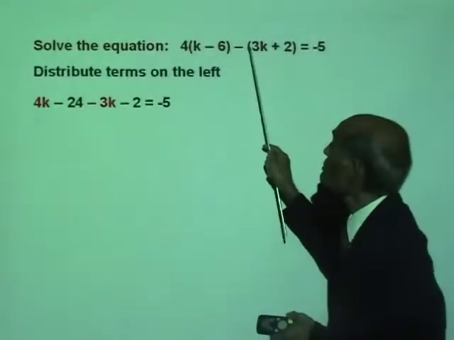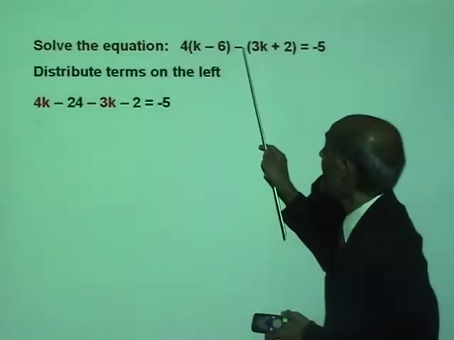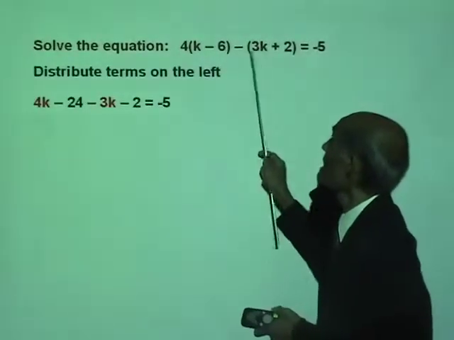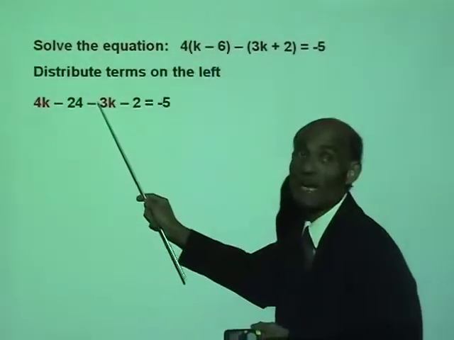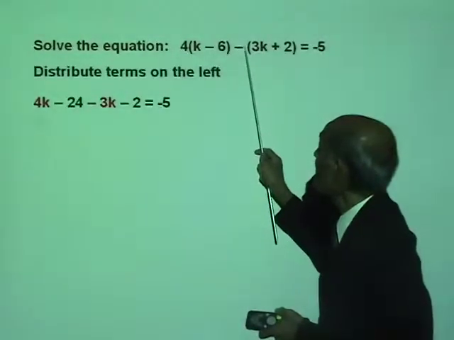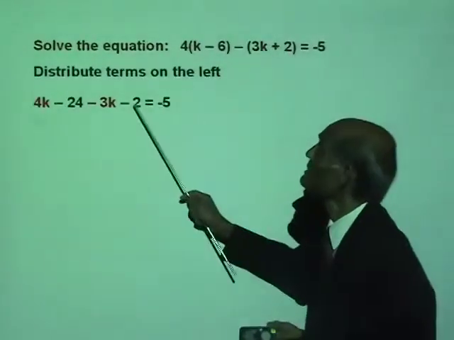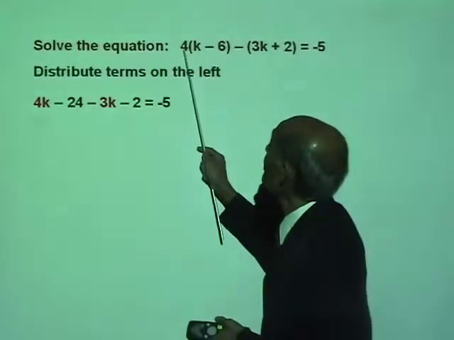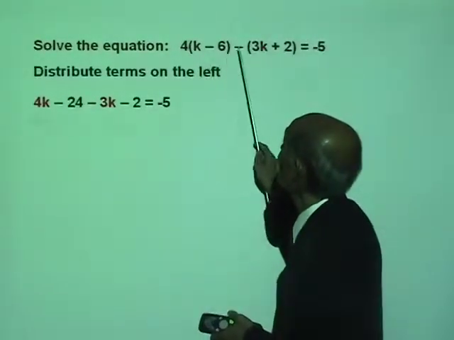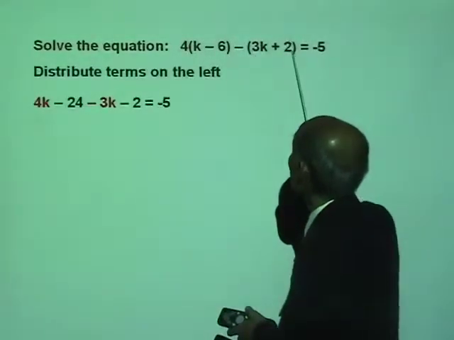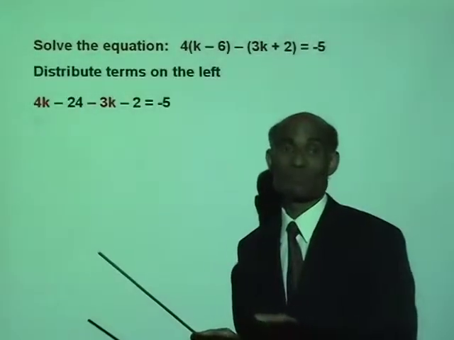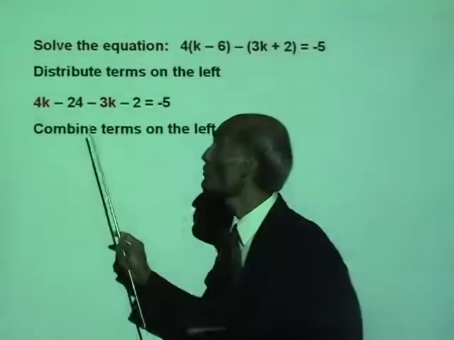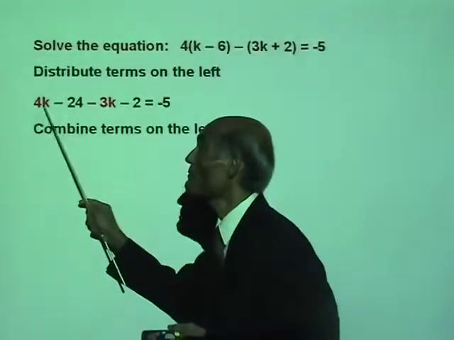Alright, next we distribute a negative 1 here, which is negative 1 times 3k. Negative 1 times 3k is minus 3k. And negative 1 times positive 2 is negative 2. I hope you understand that. We distributed 4 in this parenthesis and this negative 1 to the terms in the second parenthesis. Okay, we are now ready to combine terms on the left. You can see I have colored similar terms.